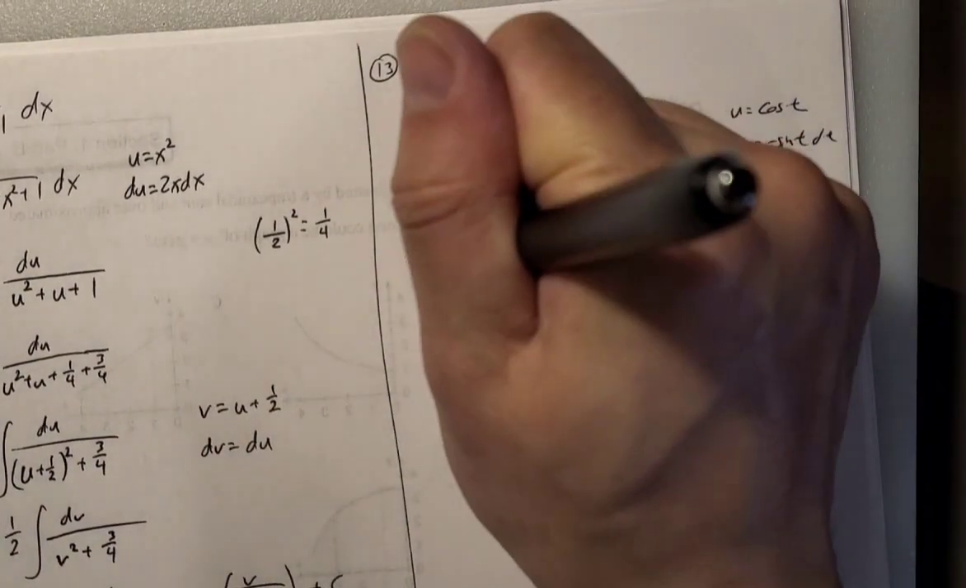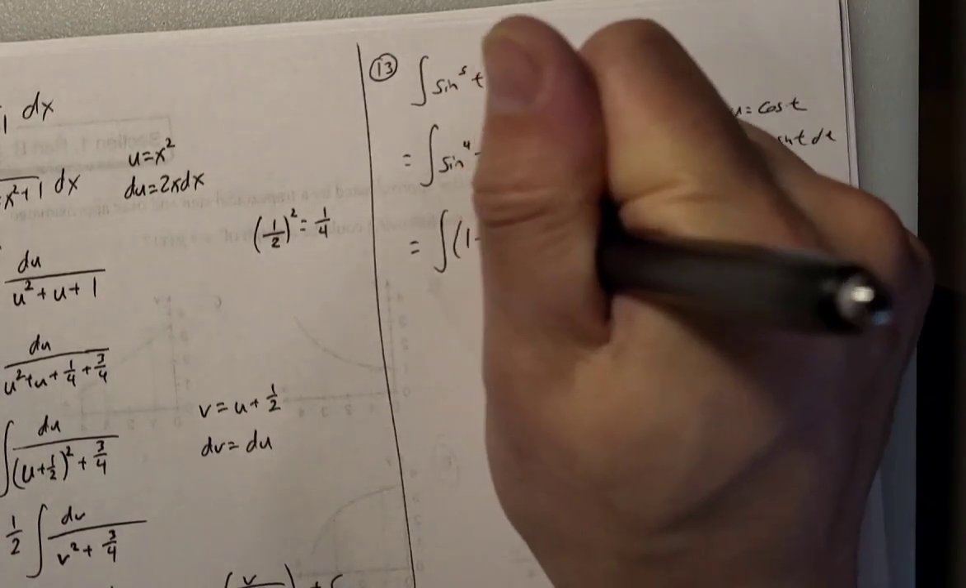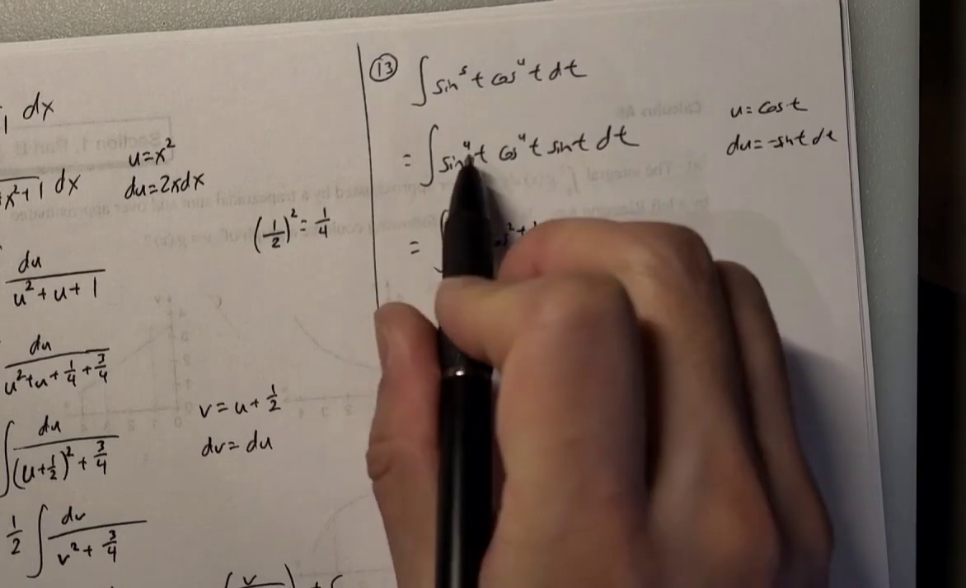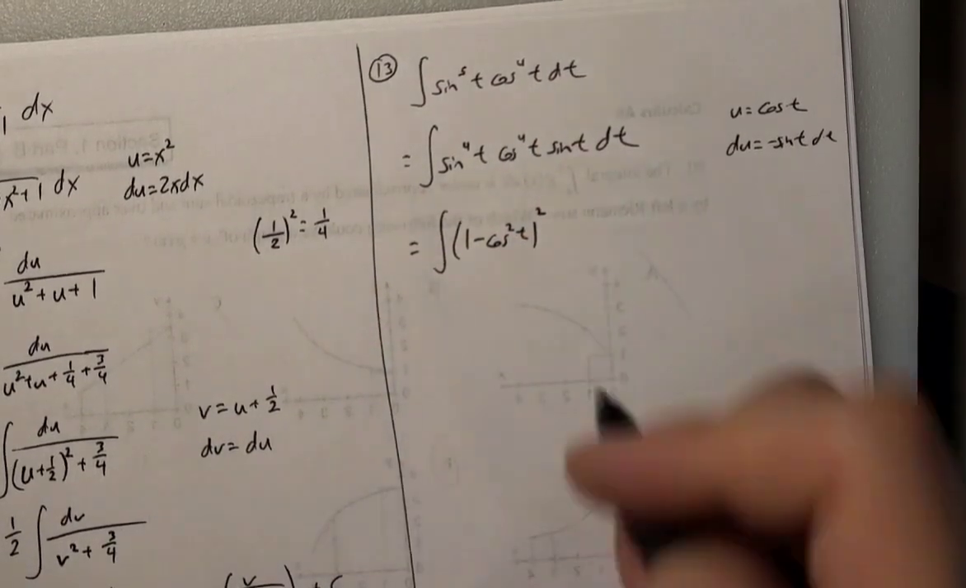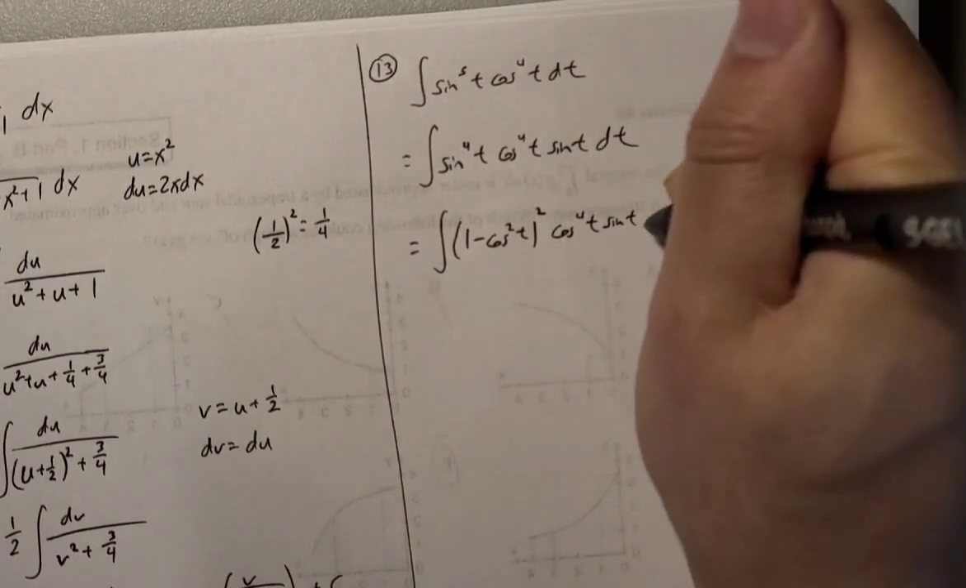So what is sine squared in terms of cosine? It's 1 minus cosine squared. So this is sine squared, but we want sine to the 4th, so we square that. So this is sine squared squared, as I was saying. Okay, so cosine to the 4th t, sine t, dt.